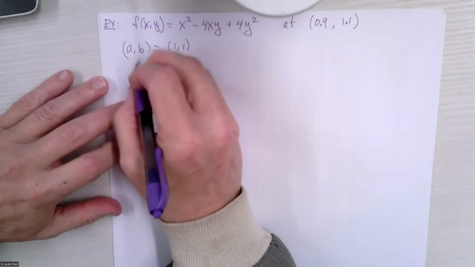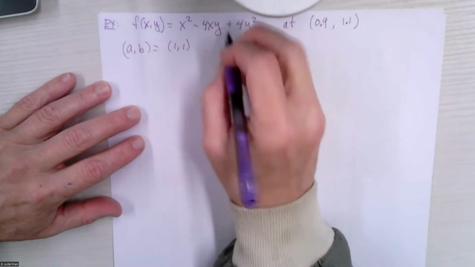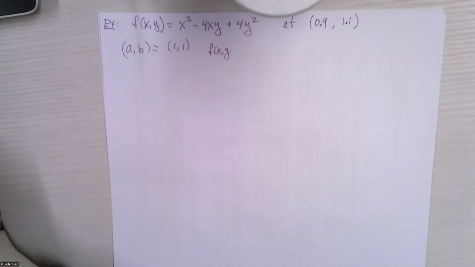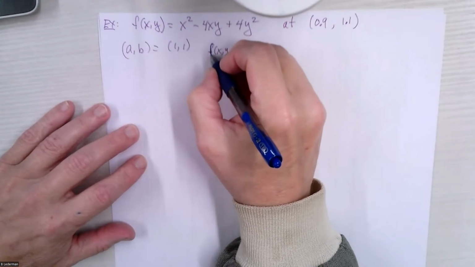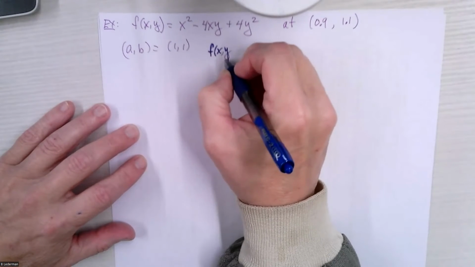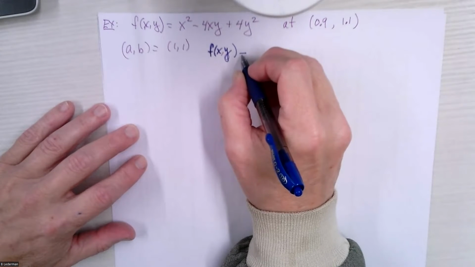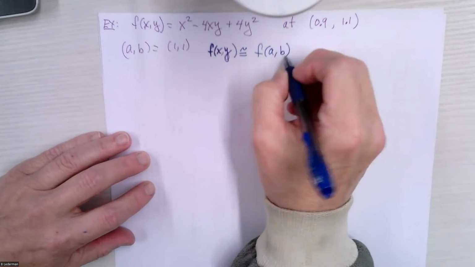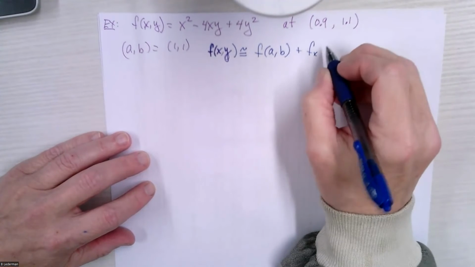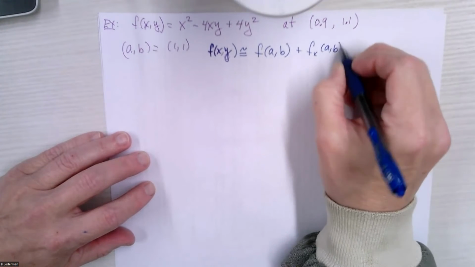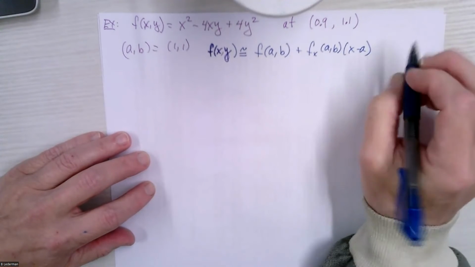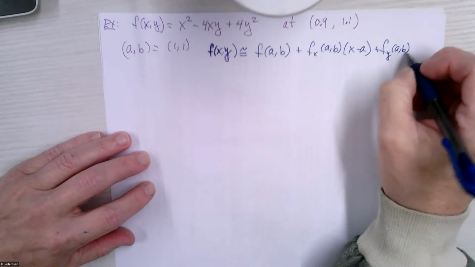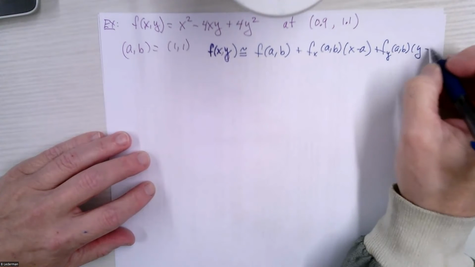So the formula is f of x comma y. This is what we just want to remind ourselves of. Actually, I'm going to write it in a different color. f of x comma y is approximately equal to f of a comma b plus fx of a comma b times x minus a plus fy of a comma b times y minus b.